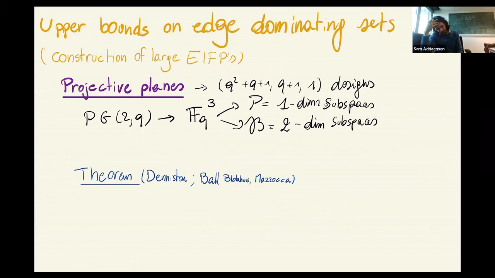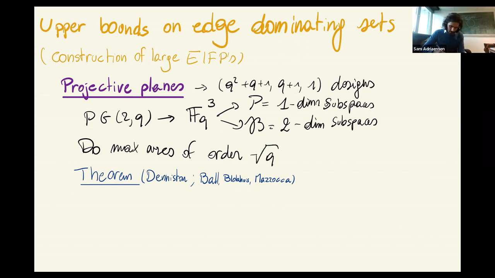So if you look in these projective planes, you might wonder, how can we make large equinumerous incidence-free pairs? And especially, do maximal arcs of order square root of k minus lambda, which is in this case square root of q, exist? We know exactly when they exist in the classical projective planes. So of course, for such a maximal arc to exist, we need that the square root of q is an integer, so q needs to be square.